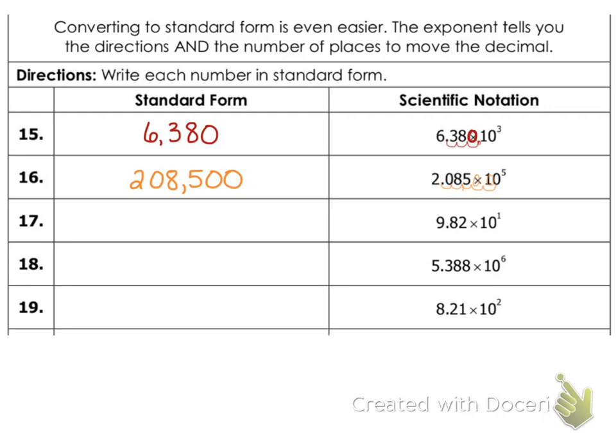208,500. Number 17, we only have to move the decimal point once, so we move it in between the 8 and the 2, so it is 98.2. Number 18, let's see, we have to move the decimal point 6 places to the right. We'll need to add 3 placeholder zeros, so we get 5,388,000. Number 19, since 10 to the second, we'll move the decimal point 2 times, so it's 821.